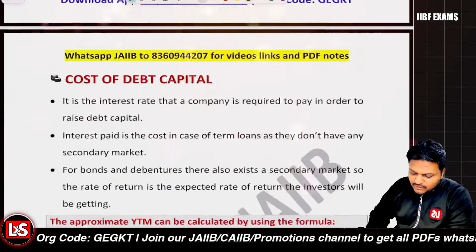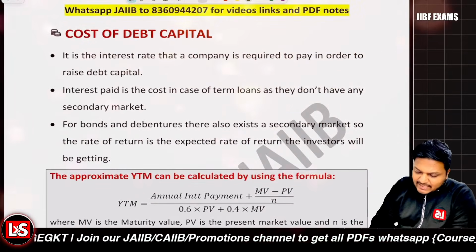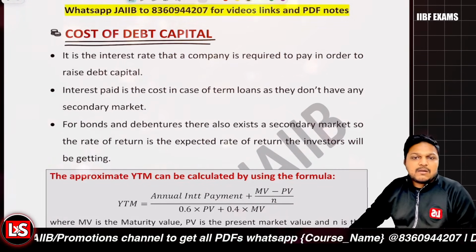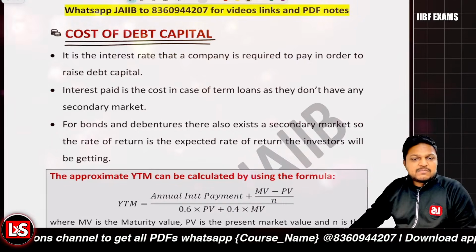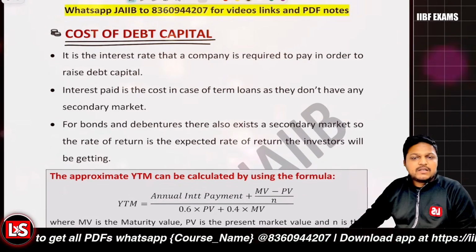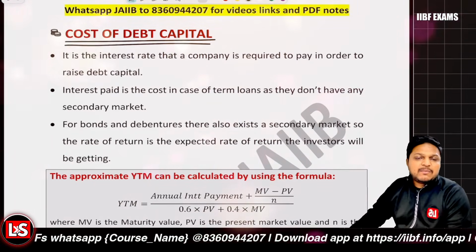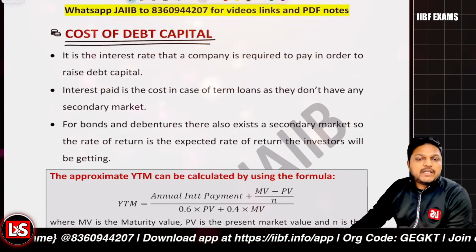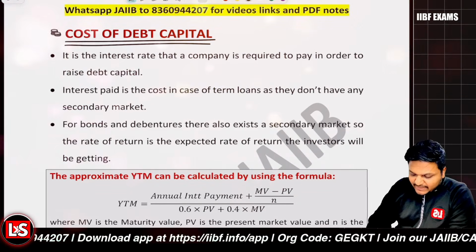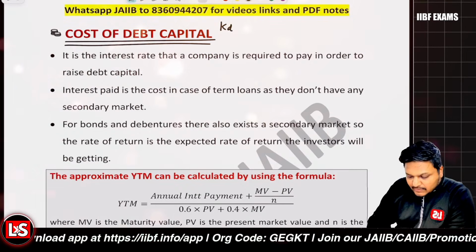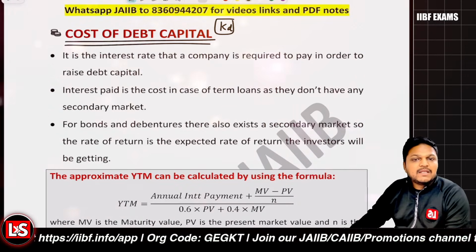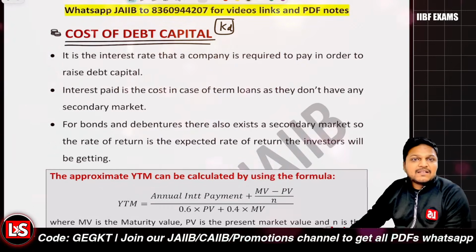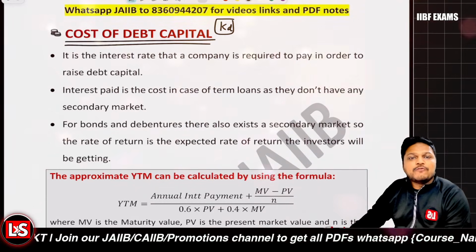First one, we are going to learn about the cost of debt capital. Whatsoever debt we have as a firm, we have to pay a cost toward it, which is represented by Kd. This is the effective rate of return that the company has to pay on the borrowed funds.